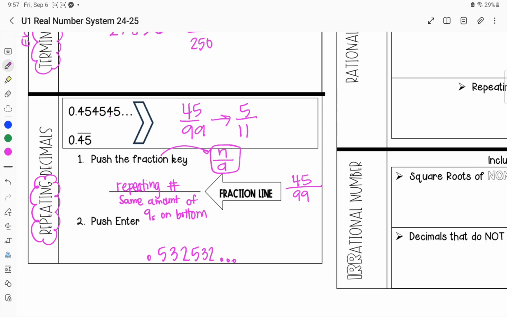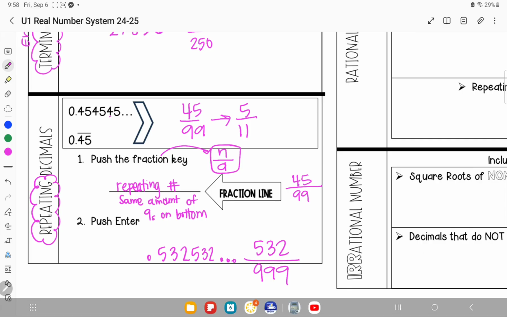5, 3, 2, 5, 3, 2. Hopefully you're saying, okay, it's 5, 3, and 2. So in my calculator, I would put 5, 3, 2. The number that repeats goes on top. On the bottom, since I have 3 numbers on top, I need 3 9s on bottom.